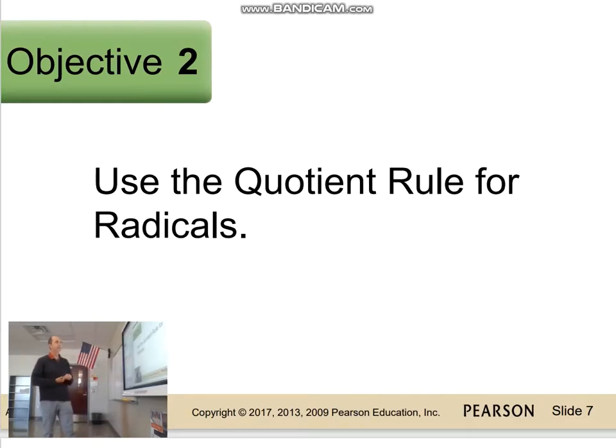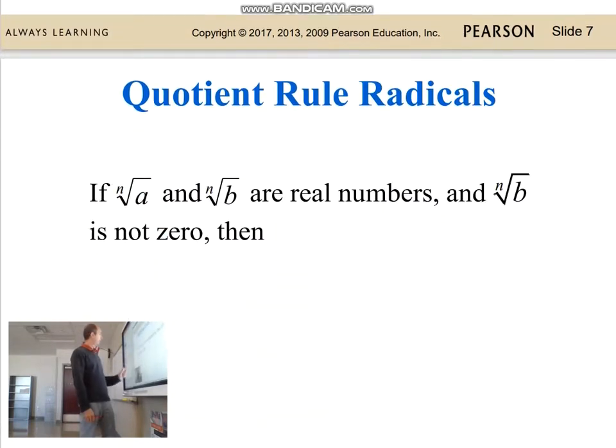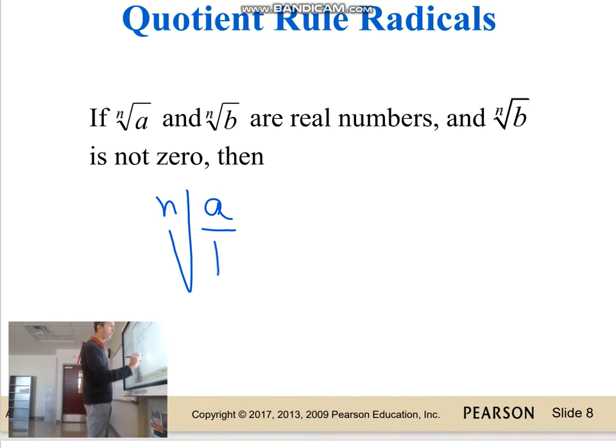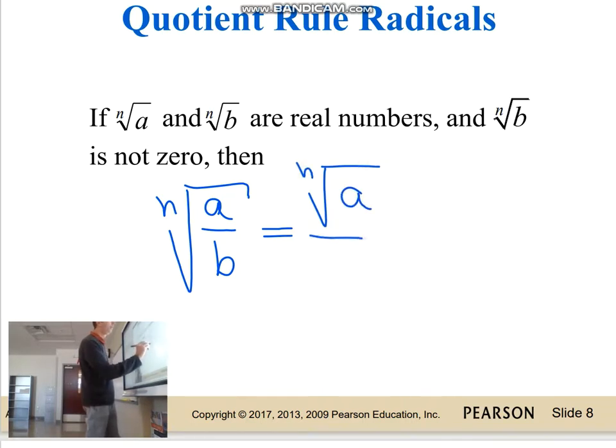Now the next objective, number 2, is to use the quotient rule for radicals. Now we have again the nth root of A and the nth root of B that are real numbers, but make sure that the nth root of B is different from 0, okay? So we can say that the nth root of A over B can be written as the nth root of A over the nth root of B.